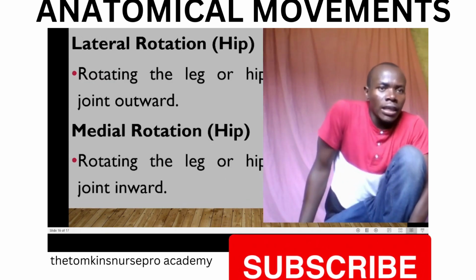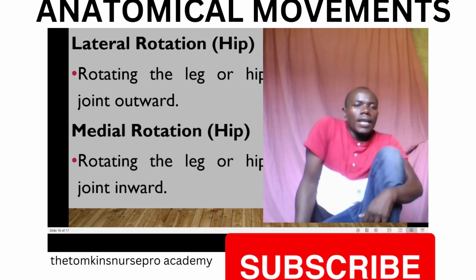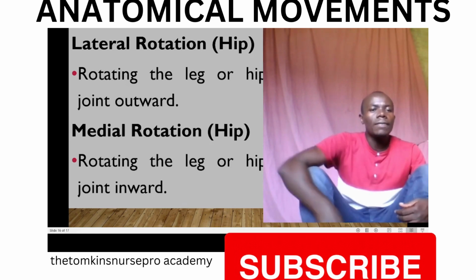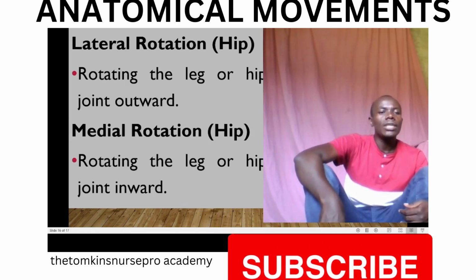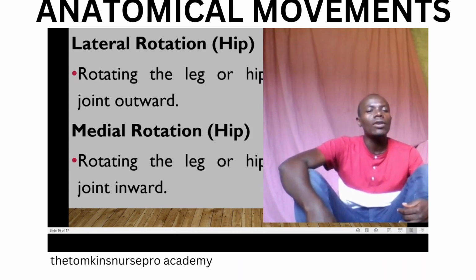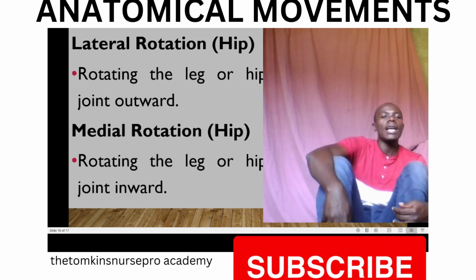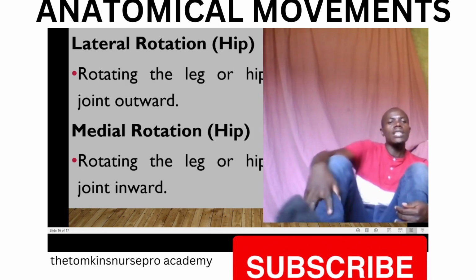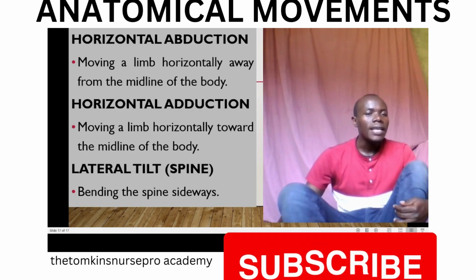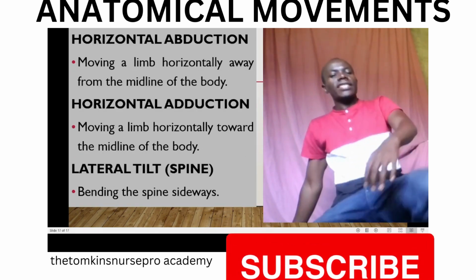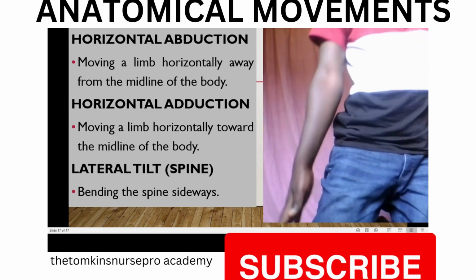Next, we have lateral rotation of the hip and medial rotation of the hip. Lateral rotation of the hip is rotating the leg or hip joint outward, whereas medial rotation is rotating the leg or hip joint inward. Lastly, we have the lateral tilt, and the lateral tilt is like this one, guys. You bend at the spine sideways.